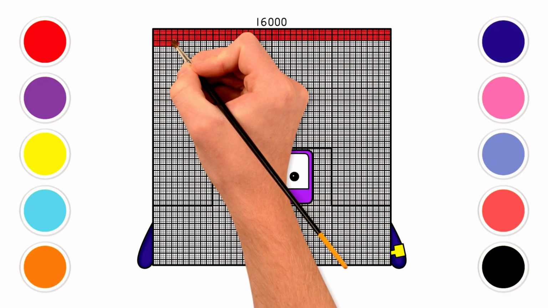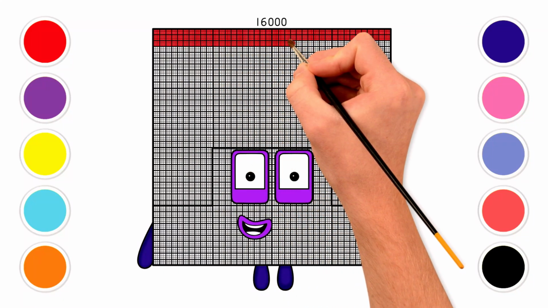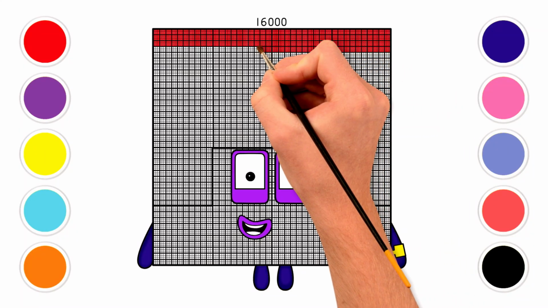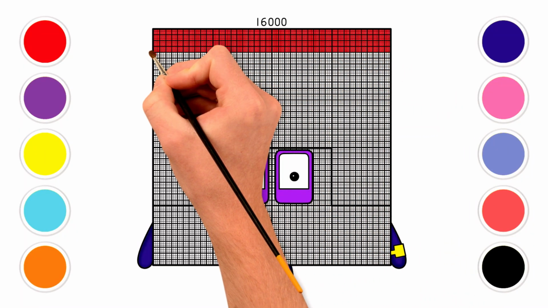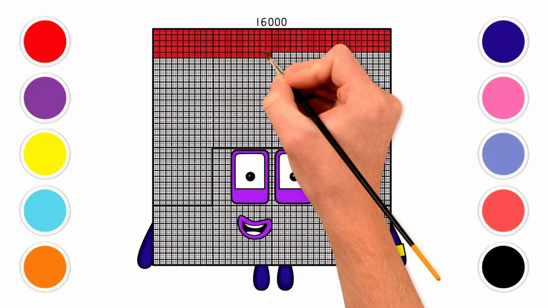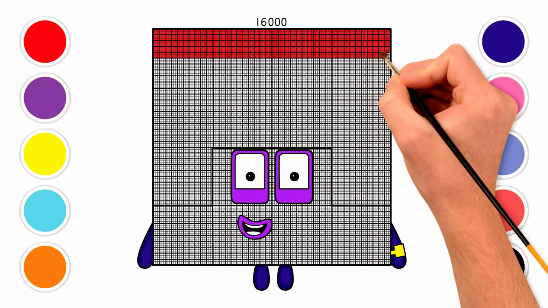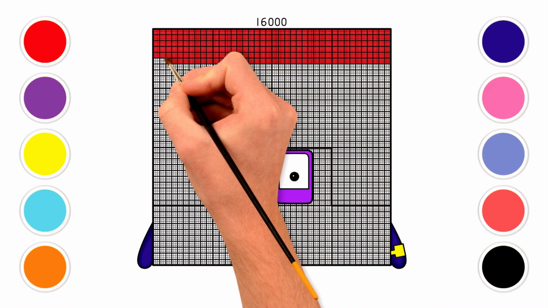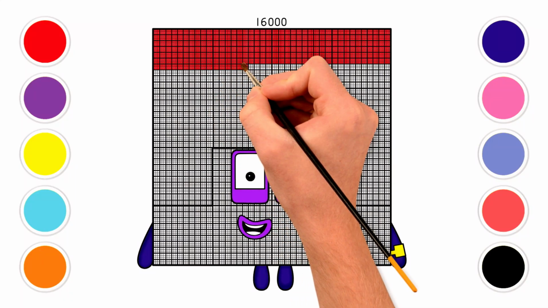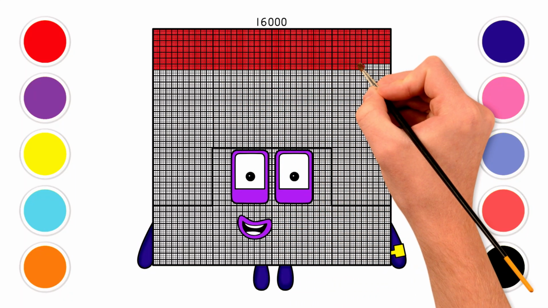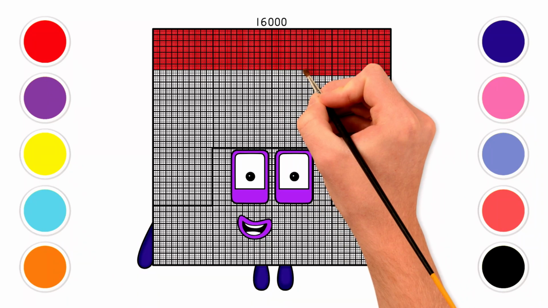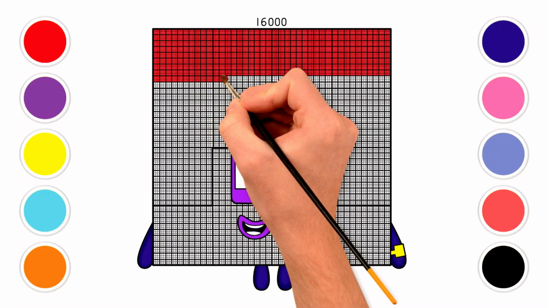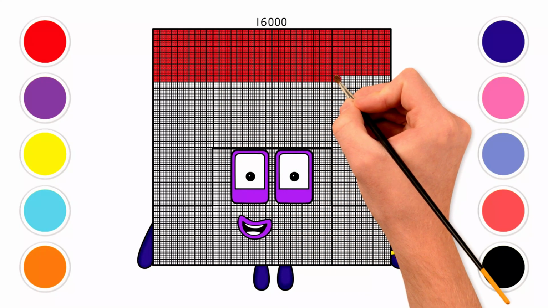Count by thousands. 1,000, 2,000, 3,000, 4,000, 5,000, 6,000, 7,000, 8,000, 9,000, 10,000. Fantastic. Count backwards. 10,000, 9,000, 8,000, 7,000, 6,000, 5,000, 4,000, 3,000, 2,000, 1,000.